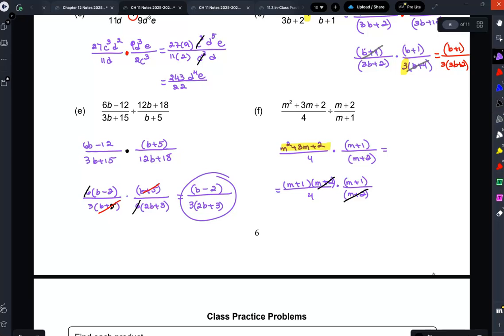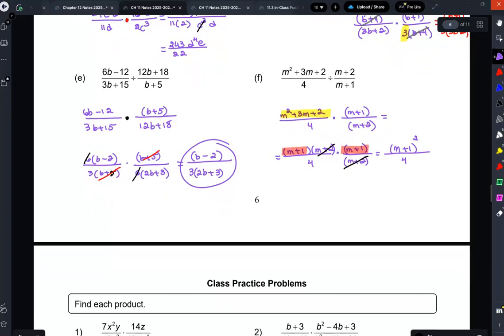Okay, so now look at this. What do we have on top? m plus 1 times m plus 1, which I write as m plus 1 squared over 4. Okay? This is where we're going to stop today. And you're going to start on your homework now, which is from the book. So go ahead and take out paper so we can do that.